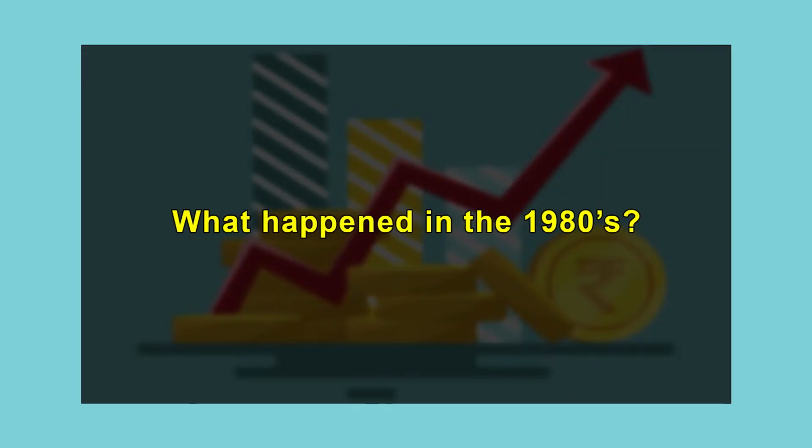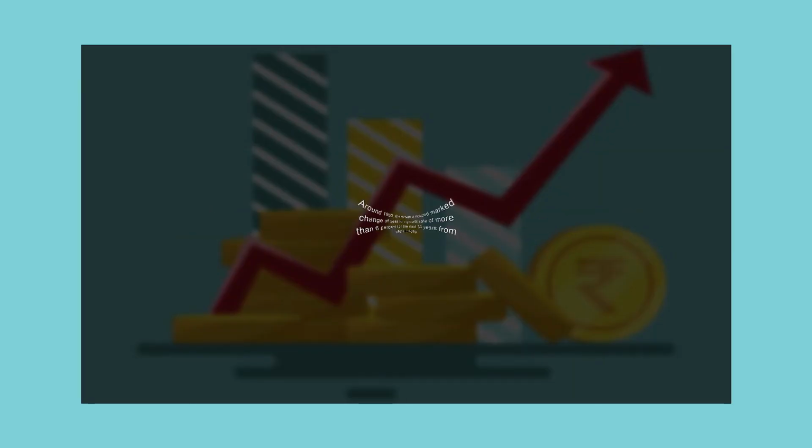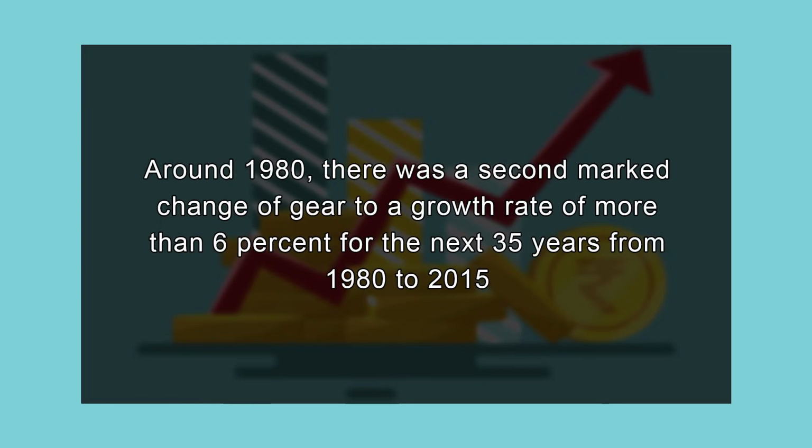What happened in the 1980s? From around 1980, there was a second marked change of gear to a growth rate of more than 6% for the next 35 years, from 1980 to 2015. This was a major achievement that made India one of the fastest growing countries in the world and resulted in a considerable improvement in human welfare. In this phase, economic strategy moved gradually in the beginning and explicitly in the end towards greater marketization.